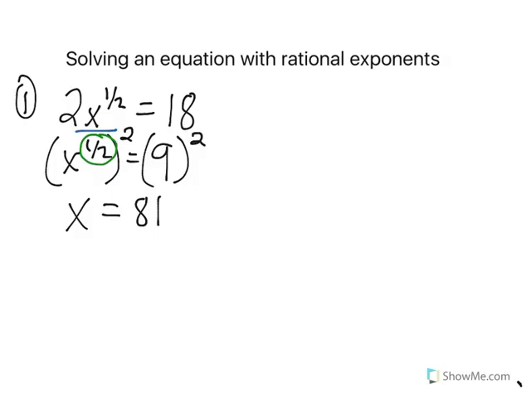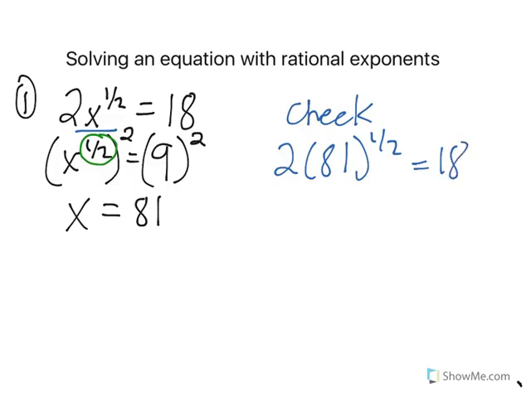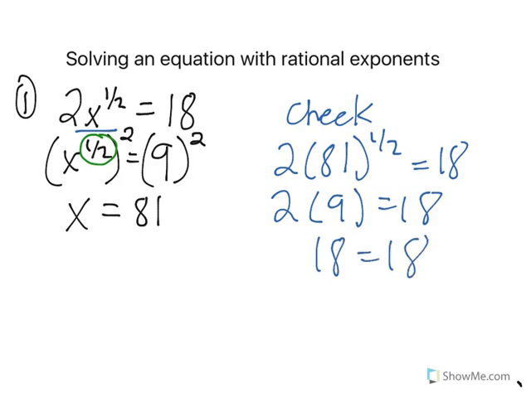Don't forget to check it. So now we do 2 times 81 to the 1/2 power equals 18. That means 2 times 9 gives us 18. So x equals 81 works.